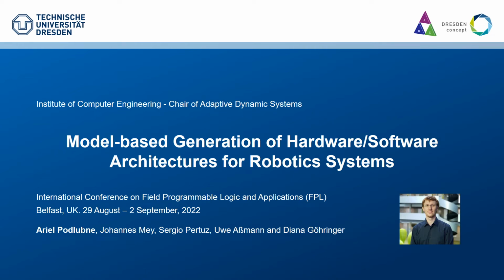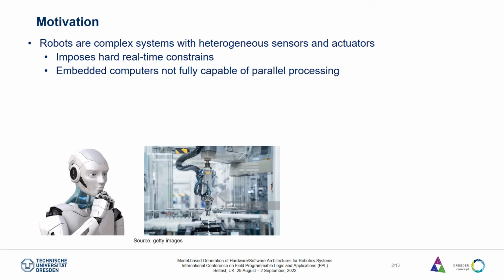Welcome to the presentation of the work titled Model-Based Generation of Hardware-Software Architectures for Robotic Systems. Modern robots are complex systems which include heterogeneous sensors and actuators. Usually, they impose hard real-time constraints because failing to meet the deadlines could bring fatal consequences.